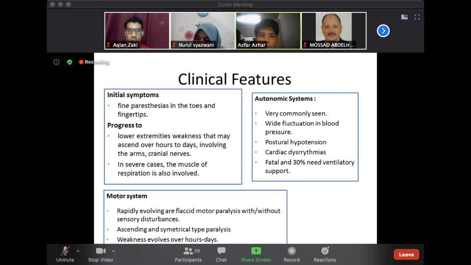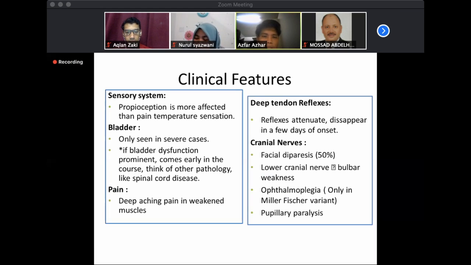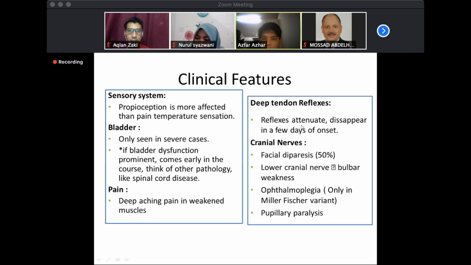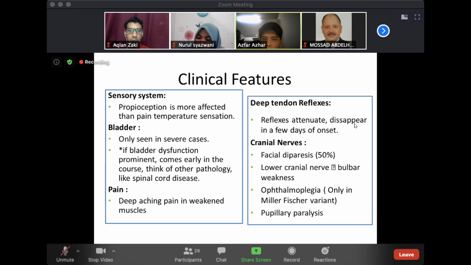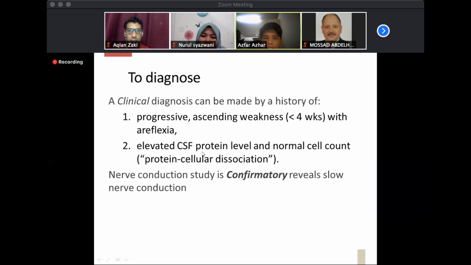Okay. So for the sensory system, proprioception is more affected than pain and temperature sensation. For the bladder, only seen in severe cases. If bladder dysfunction is prominent and comes early in the course, think of other pathologies like spinal cord disease. Okay, for pain, usually it is deep aching pain in weakened muscles. For deep tendon reflexes, the reflexes are attenuated, disappearing within a few days of onset. For cranial nerves, if involved, it will cause facial diparesis, lower cranial nerve and bulbar weakness, ophthalmoplegia, and also pupillary paralysis.